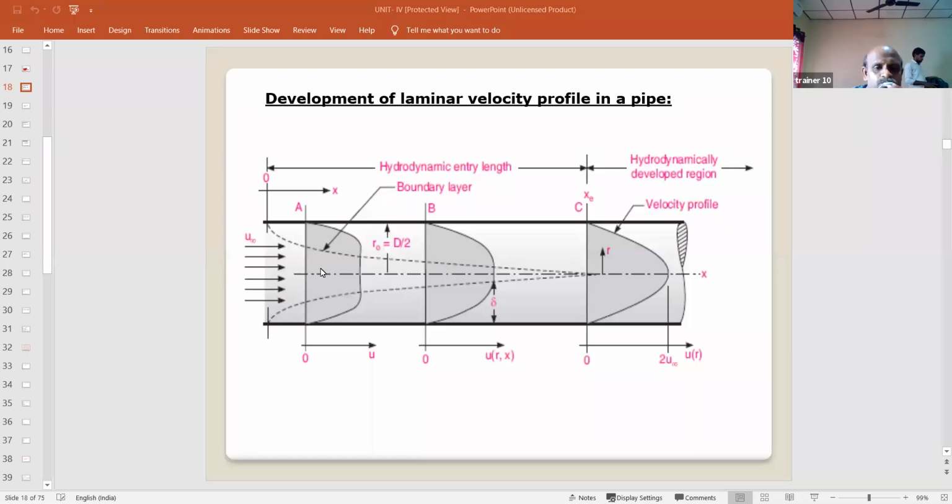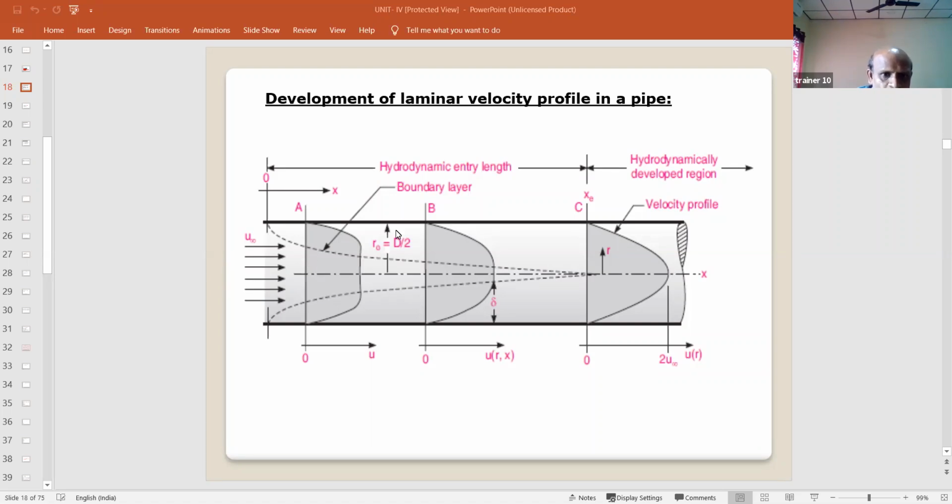Okay. So now we know that at the surface of the pipeline, that means at the wall of the pipeline, we have zero velocity. We have zero velocity that is represented here. So here we have zero velocity. That means at both sides of the pipe, we have zero velocity.